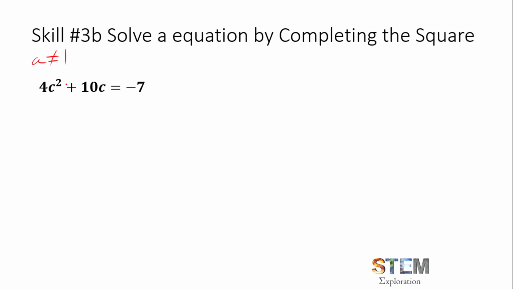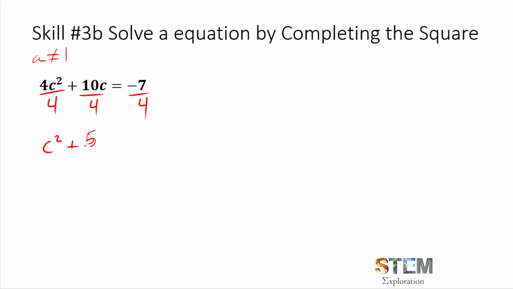So the first thing I'm going to do is take all these equations and divide them by 4. Okay, and I'm just going to rewrite the new equation that results. So if your a term is not equal to 1, just simplify it out. It's going to make your life easier. This will give us c squared plus 5 over 2c equals negative 7 over 4.